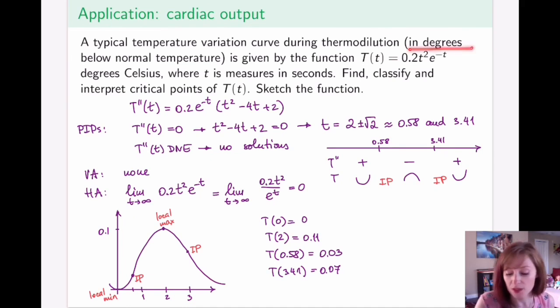So remember that the temperature is measured in degrees below normal, which means that at 2, for our local maximum, that's when the temperature dropped the most. And then notice that afterwards it converges towards 0. 0 degrees below normal means that it converges back to normal, which makes sense. After a certain amount of time, the temperature in the heart will come back to normal.